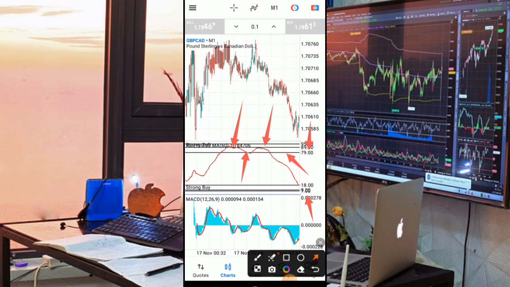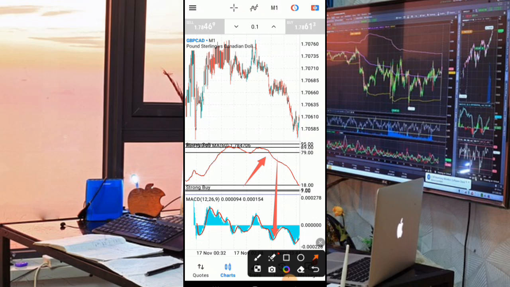Price did come below the 79 line level at this point, and after that you come down and check on the MACD, and you find that there is truly a pullback over there. So you see how this thing works.